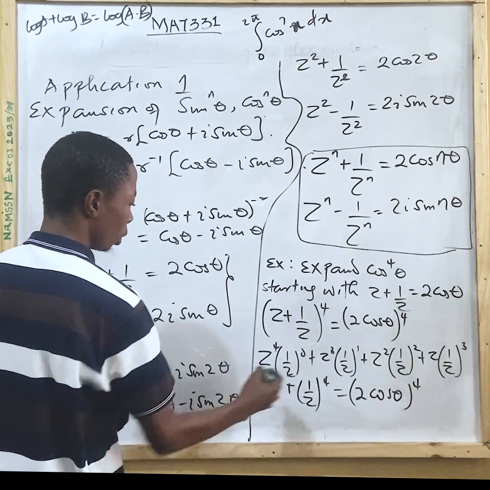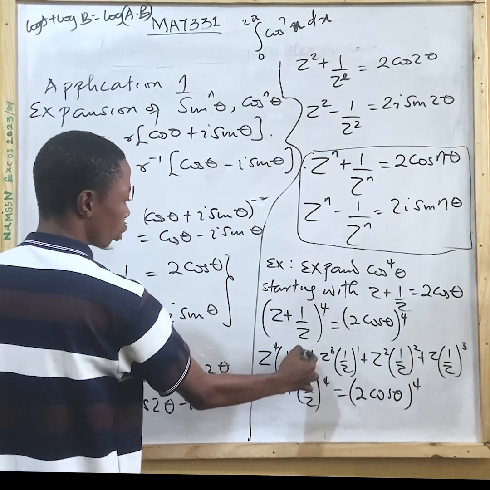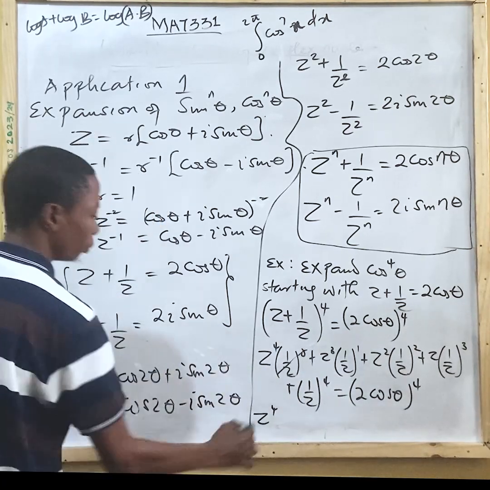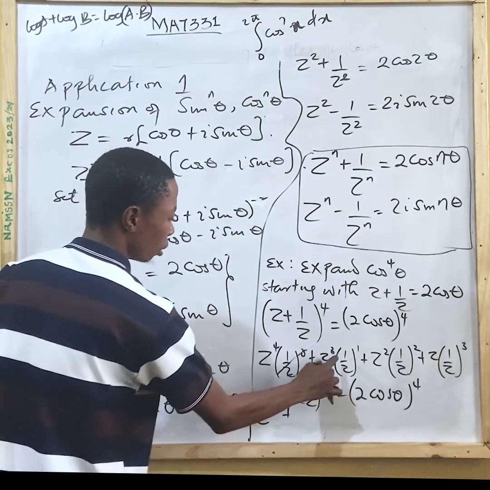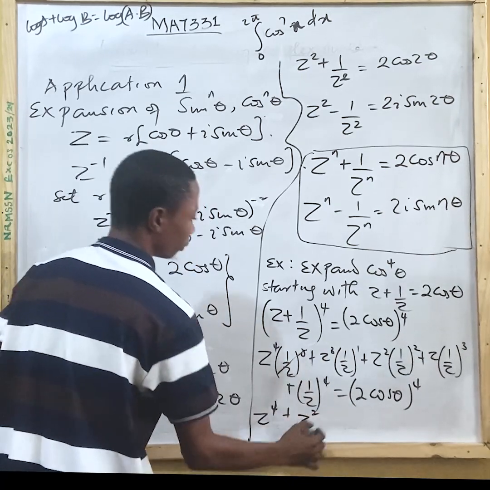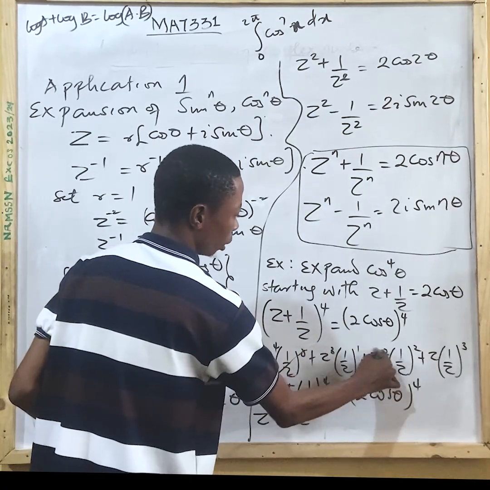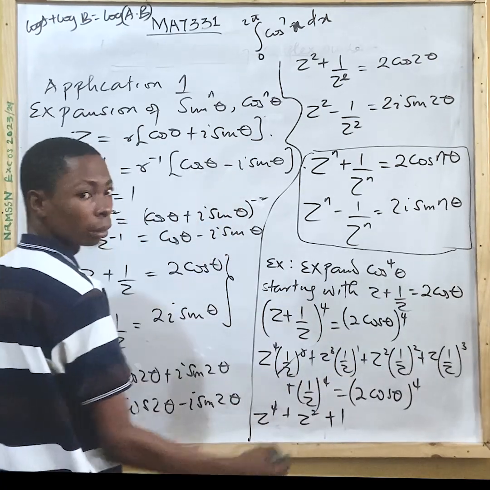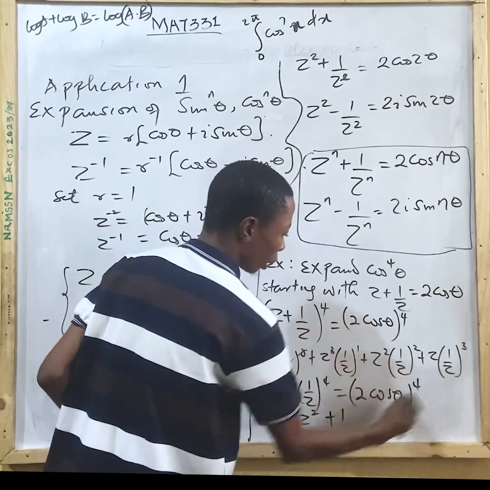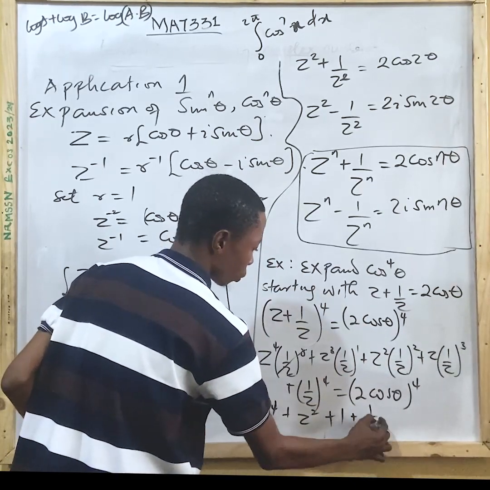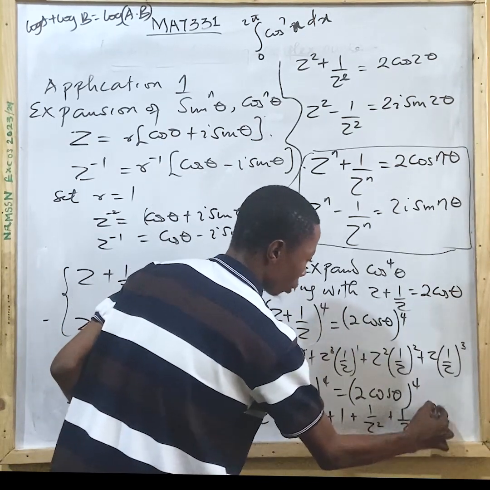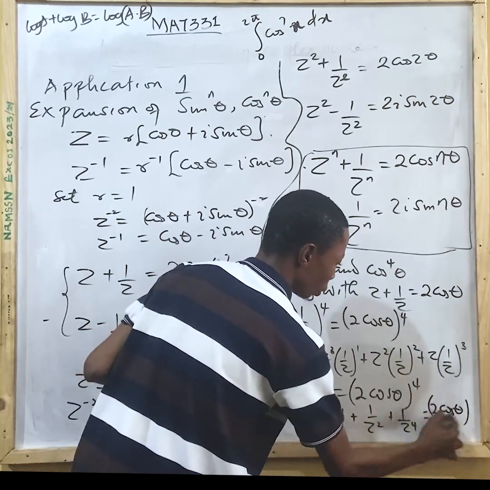From here now, 1 over z raised to power 0, anything raised to power 0 is 1. So we are going to have z raised to power 4 plus 1 over z^1 and z cubed. So this one will remain z squared. z squared times 1 over z squared, the 2 will cancel out. We are going to have 1. z and 1 over z raised to power 3, so this one will remove 1 from here. We are going to have 1 over z squared. And 1 over z^4 will be there as 1 over z^4 is equal to (2 cos θ) all raised to power 4.